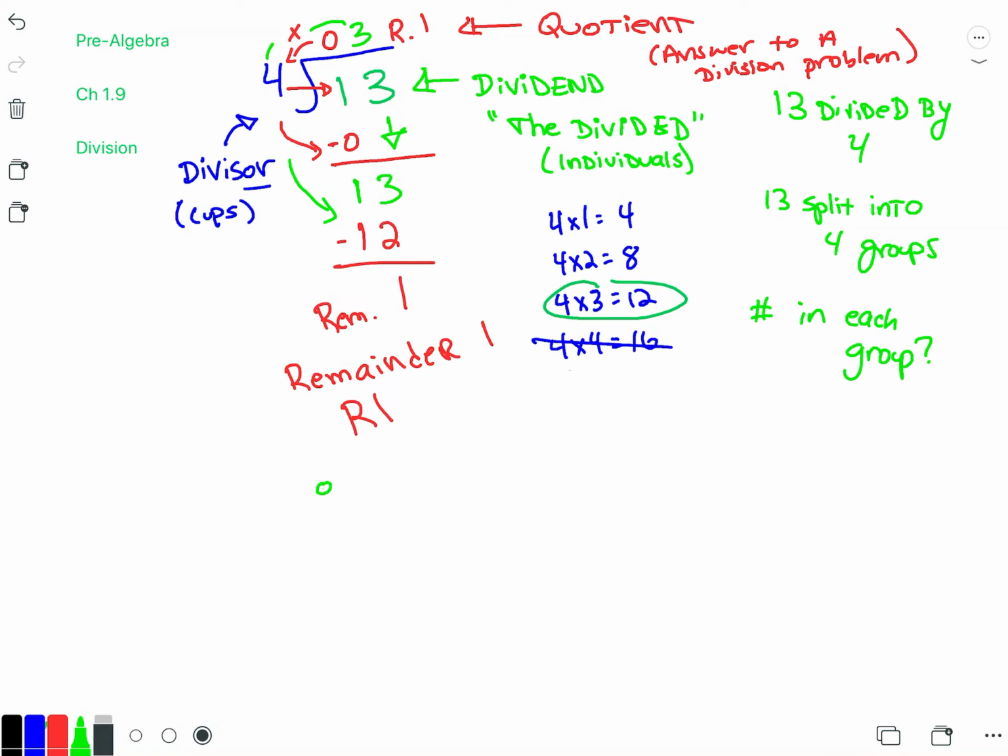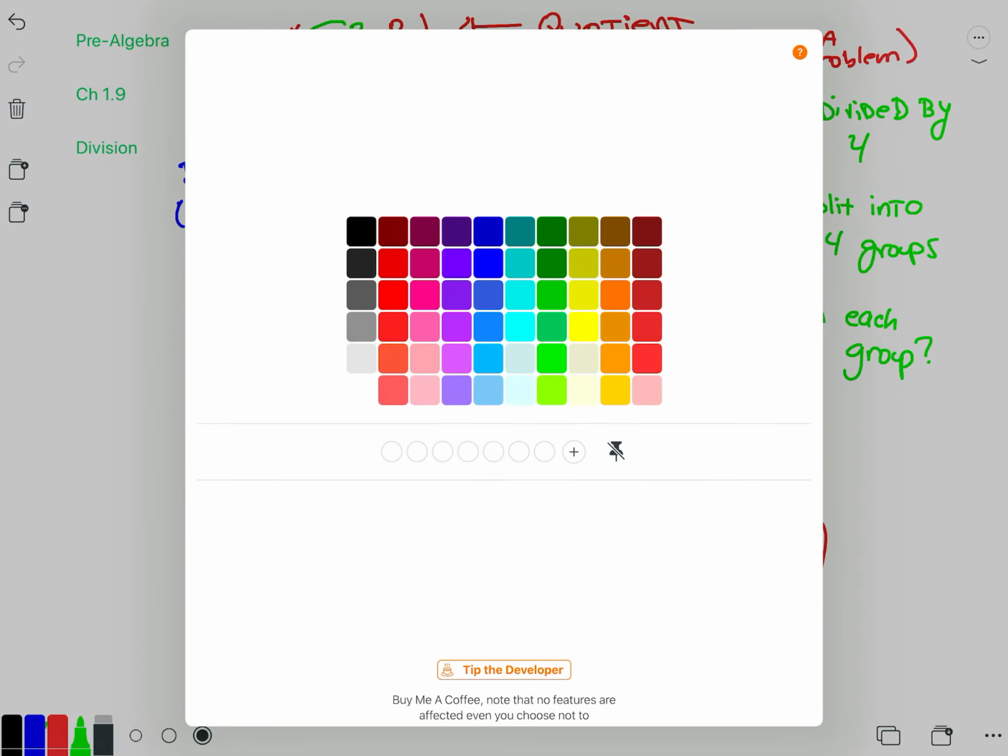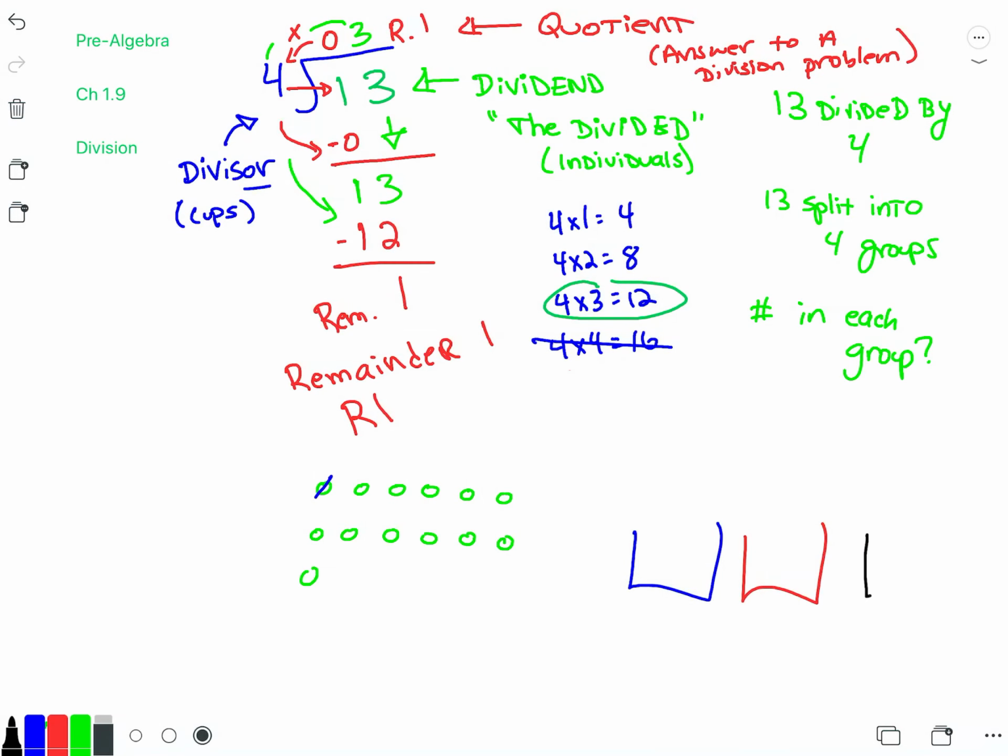Let's say I had 13 Skittles. 1, 2, 3, 4, 5, 6, 7, 8, 9, 10, 11, 12, 13. And I wanted to divide them into 4 equal groups. Well, I might say to myself, okay, watch this. Let's say this one's going 1, 2, and let's make it a nice easy color, 3. There are my 3 groups, or my 4 groups, right? Sorry, I need one more to make it 13 divided into 4 groups, right?